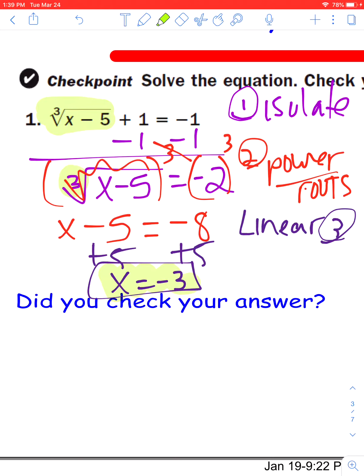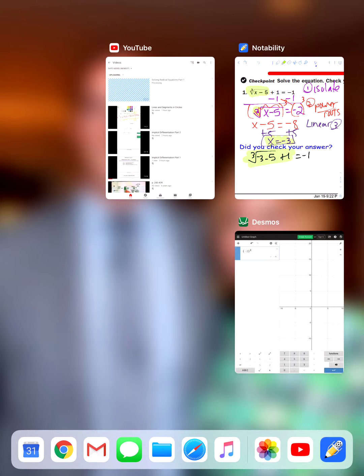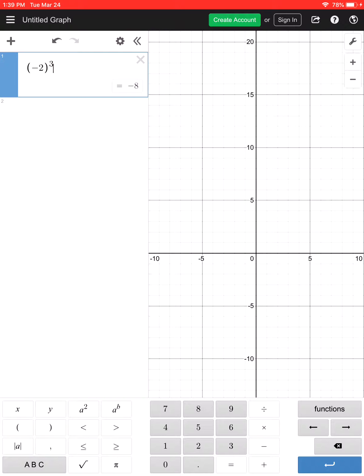But we're going to get into a good habit of checking our answer. So if I look at the original problem, I have the cube root of x minus 5 plus 1 equals negative 1, but I'm going to change out that x, and instead of the x, I'm going to write negative 3. Friends, you should be able to use your calculators and type that in exactly as you see it.